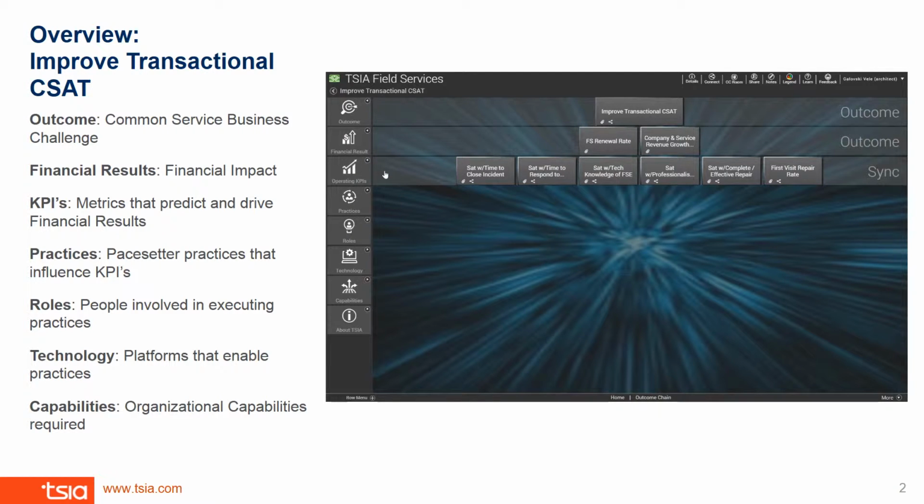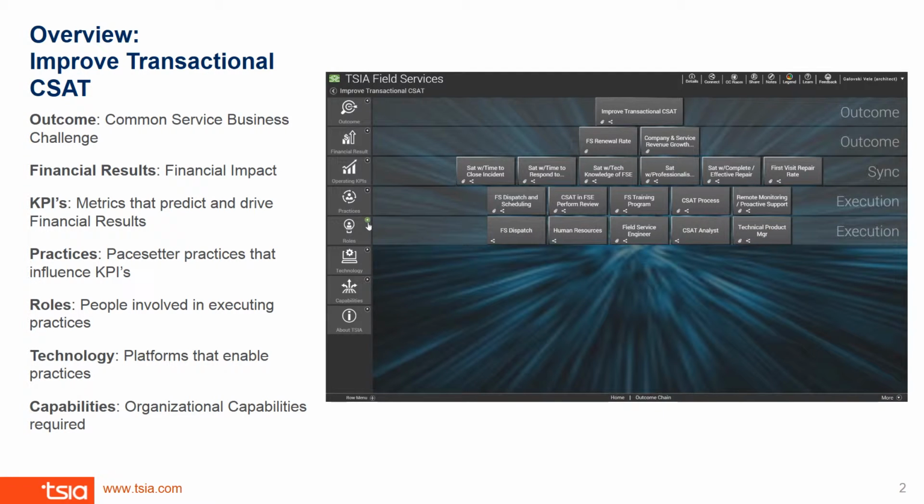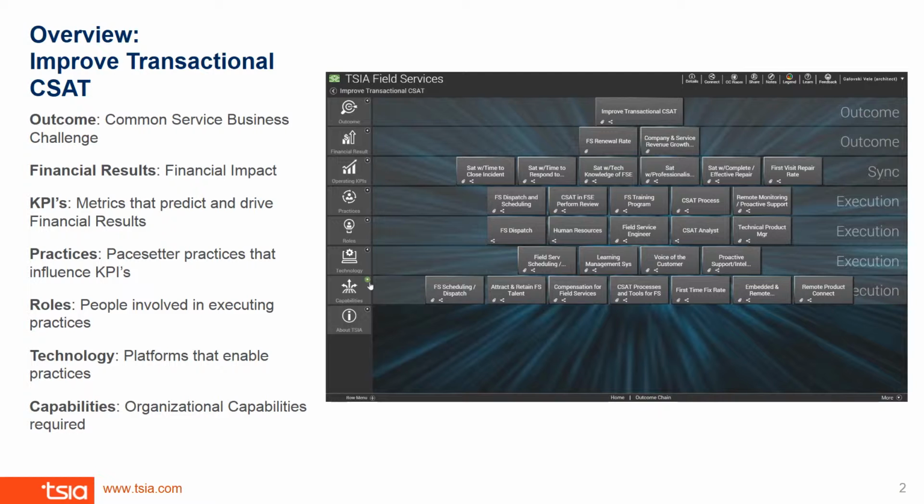The next link row has operating KPIs, which are key performance indicators that will predict or ensure that you achieve these financial results. The next link row includes practices that, when implemented, have been found to improve the operational KPIs. The following two link rows identify the roles involved in implementing these practices, as well as the technology platforms necessary to support your implementation. And lastly, we list the organizational capabilities that you will need to build into your organization in order to consistently achieve the desired results.